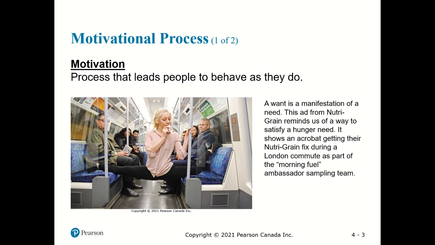Now look at this, the motivational process that leads people to behave as they do. A want is a manifestation of a need. In this ad, from Nutri-Grain, it reminds us of a way to satisfy a hunger need. It shows an acrobat getting their Nutri-Grain fix during the London commute as part of their morning fuel ambassadors sampling team.